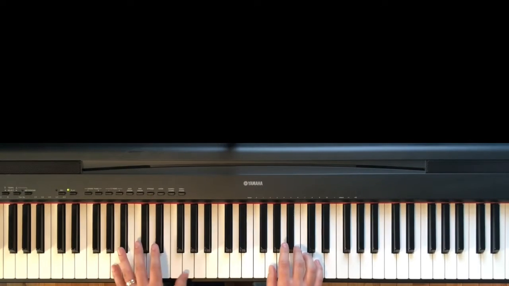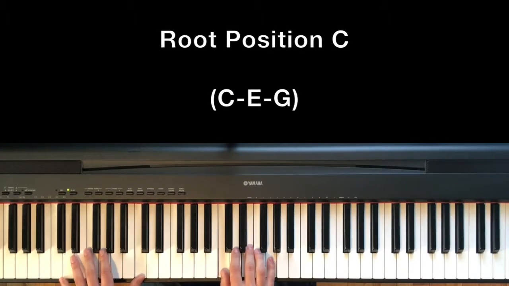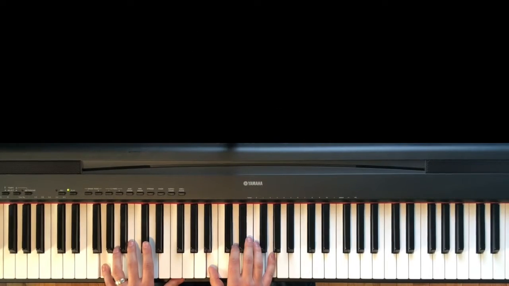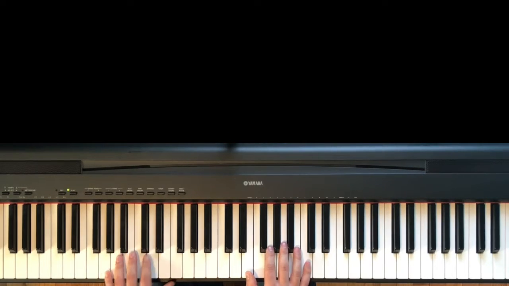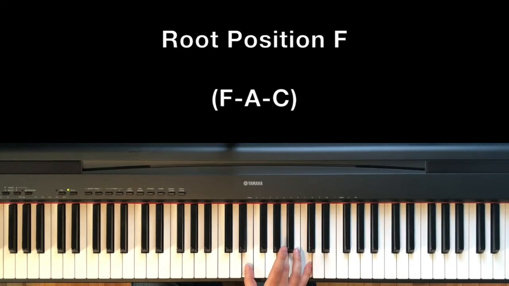Instead of having to jump, you can do, that's root position C to first inversion G, right? G, B, D. I just move that G up there. And then let's say I want to play, I don't know, second inversion A minor. Playing E, A, C instead of A, C, E. I'm just playing it E, A, C. And then look how convenient this is. To play an F chord, all I have to do is move my thumb over one note.